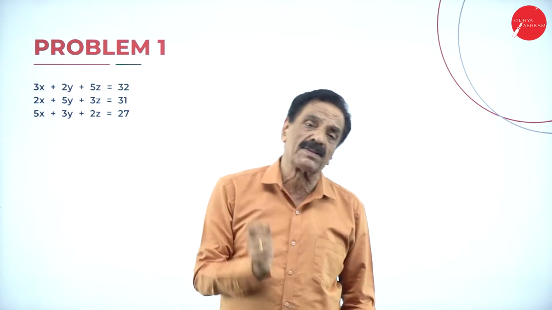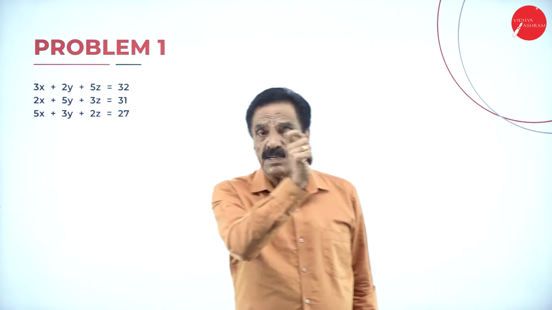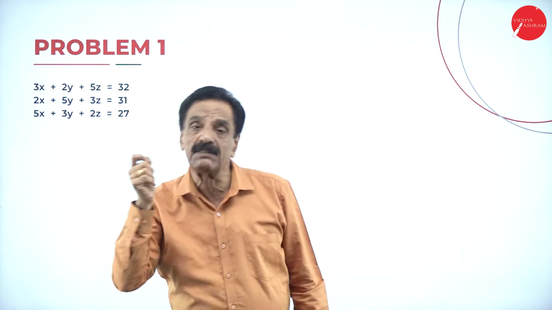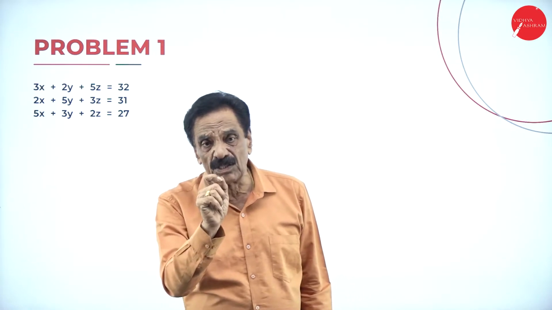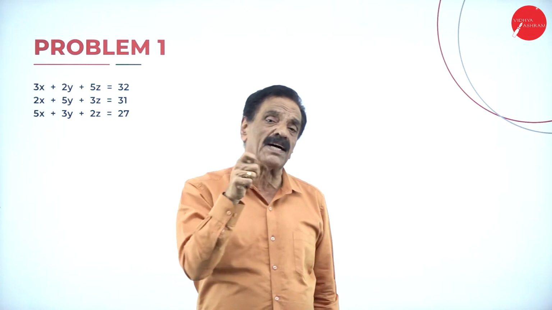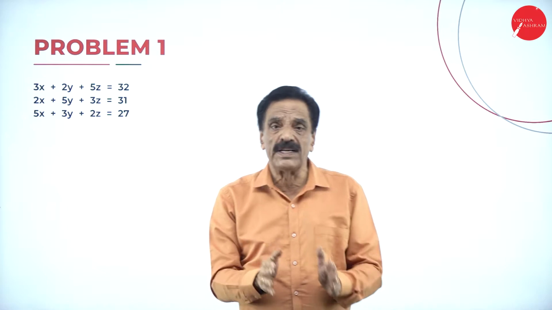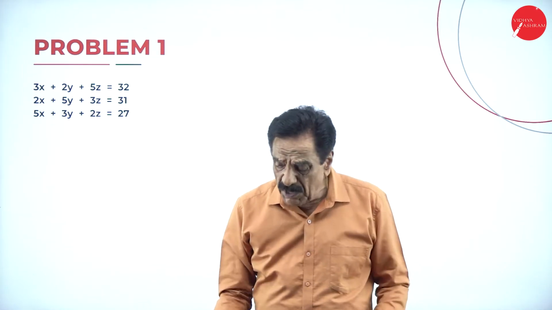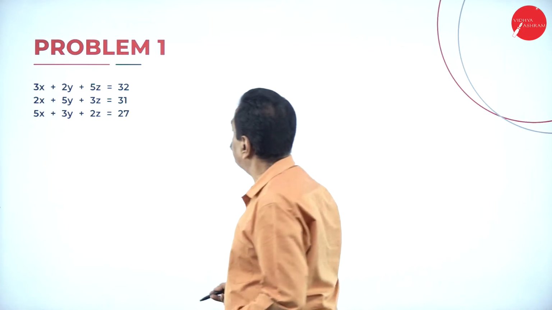So what is the formula for that? x is equal to delta x divided by delta. y is equal to delta y divided by delta. z is equal to delta z divided by delta. So we have to find these. Once you find them, verify the result whether it is correct or not. We'll move on to the problem now.